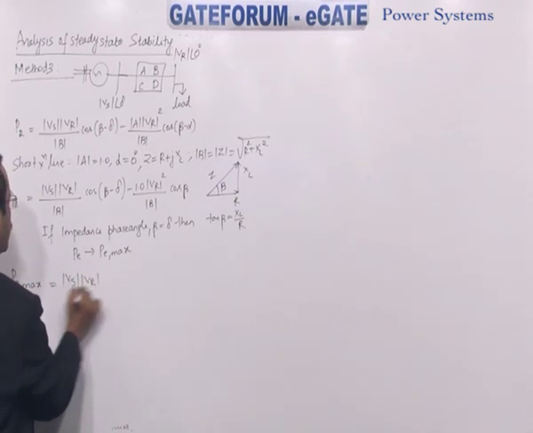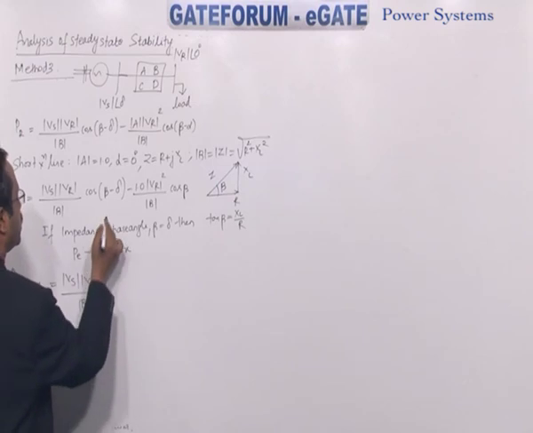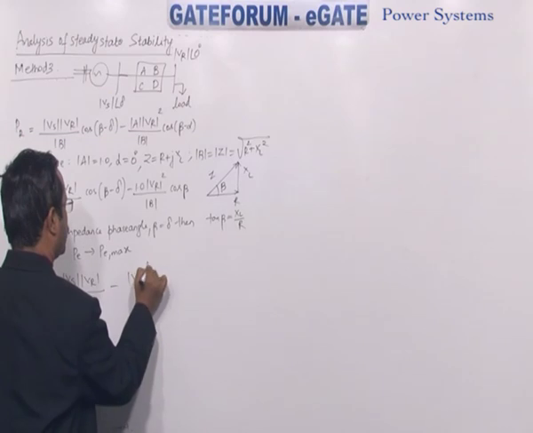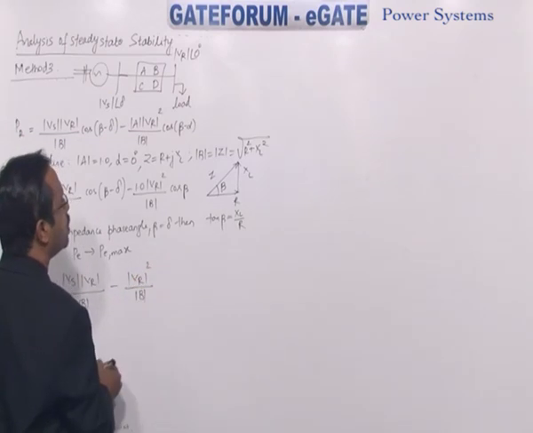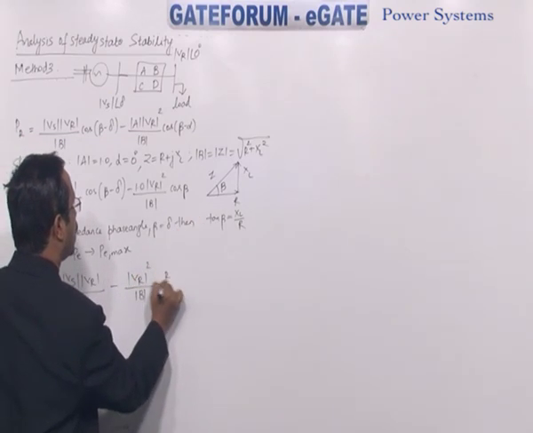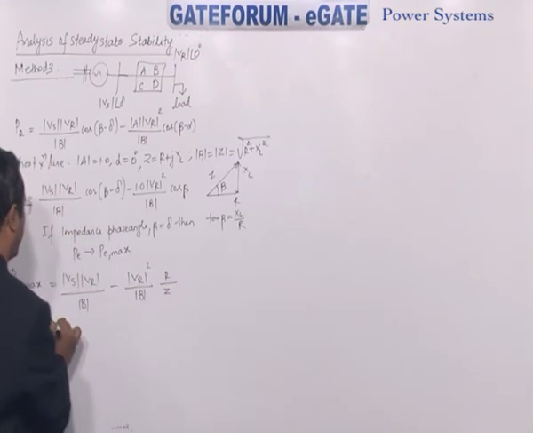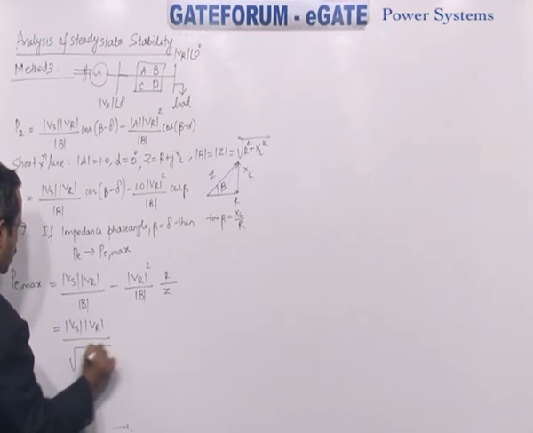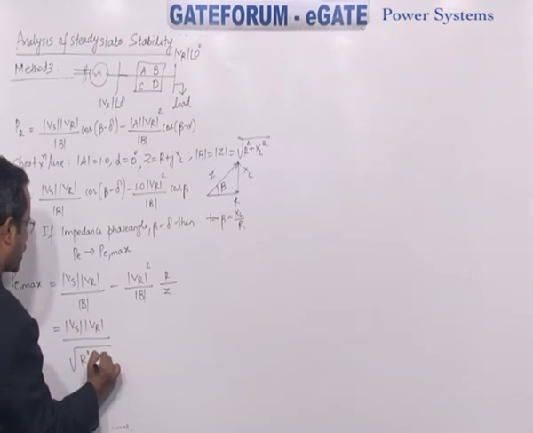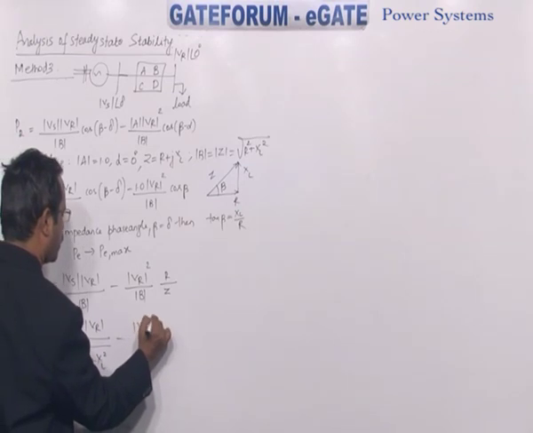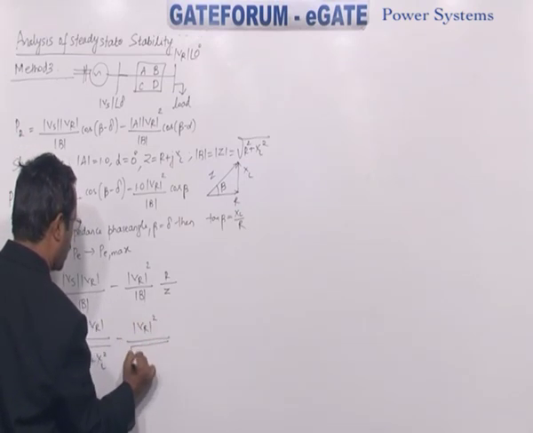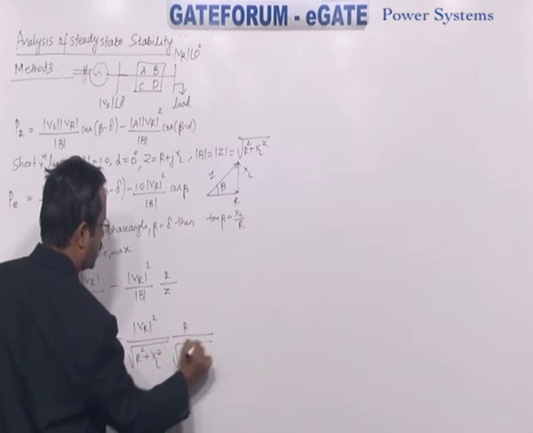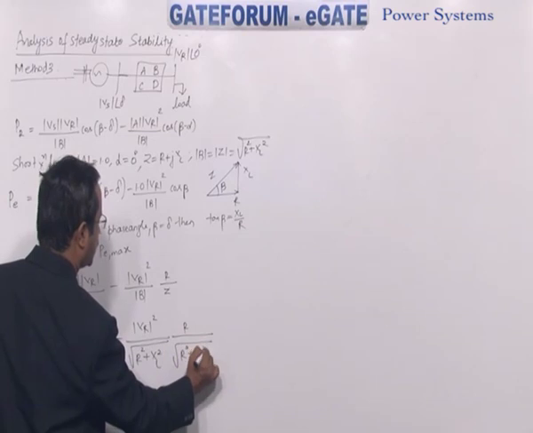So what about that PE max now? We write Vs Vr by B cos 0, which is 1, minus how much? Vr square by B, how much cos beta? R by Z. So on simplifying this, what do you get? B is under root R square plus XL square. Z is R square plus XL square.